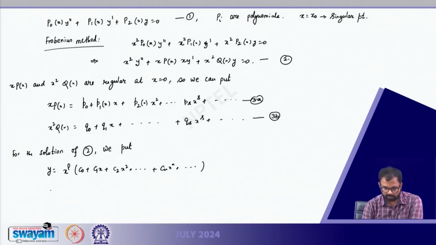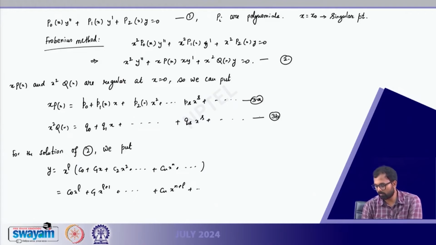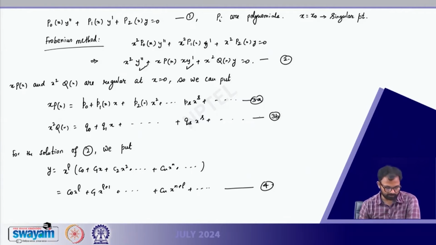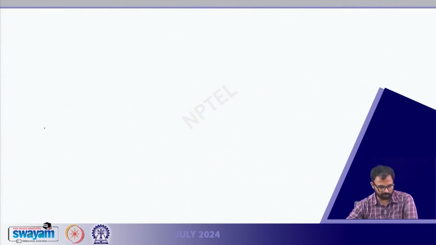And if we multiply, then this will simply become C0 x to the power rho plus C1 x to the power rho plus 1 plus dot dot and so on, Cn x to the power n plus rho plus dot dot and so on. Let us call this relation number 4. So, now we can calculate dy by dx to put here and d square y by dx square to put here. If we put all those things there, and then we put for x p x and x square q x, it will be a rather lengthy expression. I am going to write very few terms.